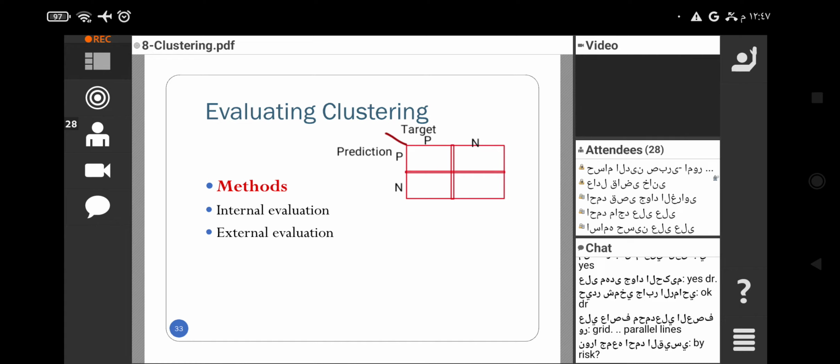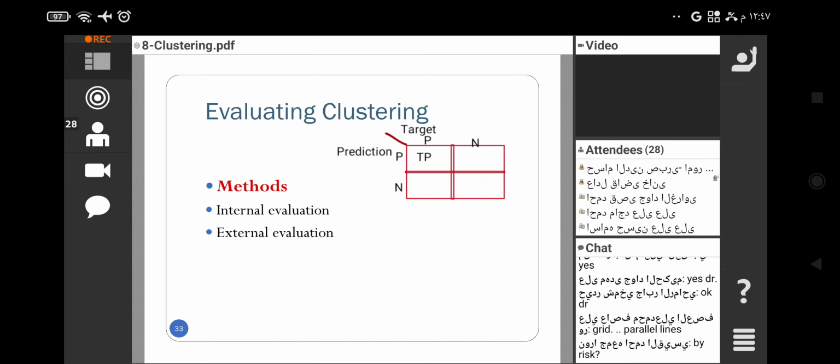The data which are positive, it means the label of the data is positive, and the prediction is positive. The label of the data is positive, and the prediction of our data mining is positive. This is called true positive.